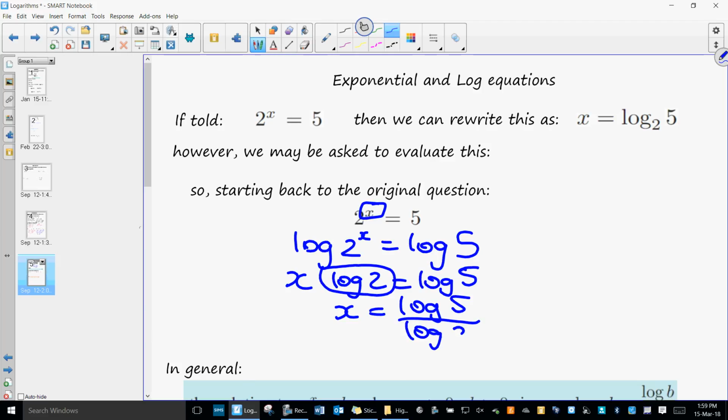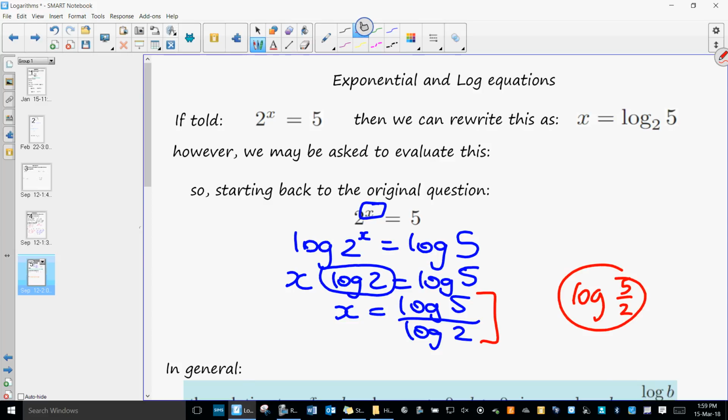Now, just a point to note, this statement here is not log of 5 over 2, which people get really confused with. Because this is log 5 divided by log 2. But this is log of 5 over 2. These are different statements. They are not the same as each other. If you expand the other one, it would be log 5 minus log 2. The main thing is I want you to recognise the difference.